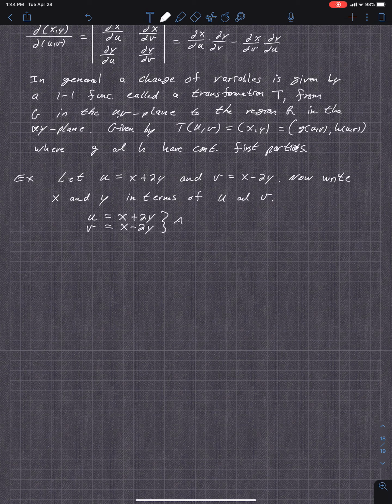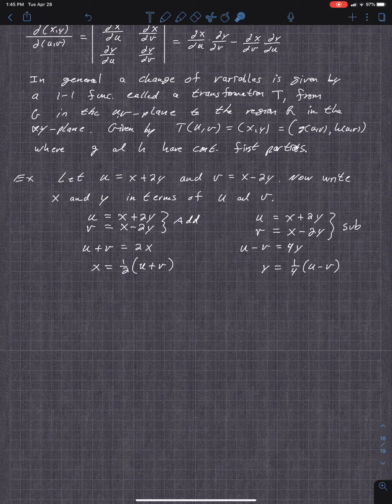So if you just add these, you get u plus v is equal to 2x, or we would write x is equal to 1/2 (u plus v). And then similarly, u equal to x plus 2y, and v equal to x minus 2y. If you just subtract those two, then you will end up eliminating x. So you'll have u minus v equal to 4y. So y is equal to 1/4 (u minus v). That's what we'll be doing in our actual question.